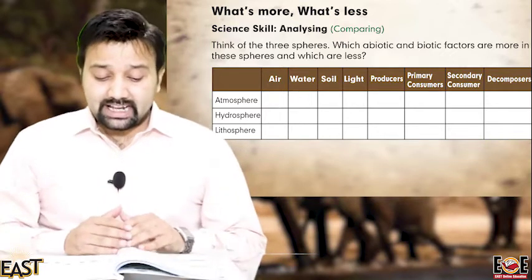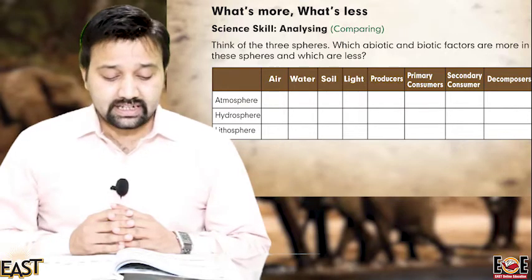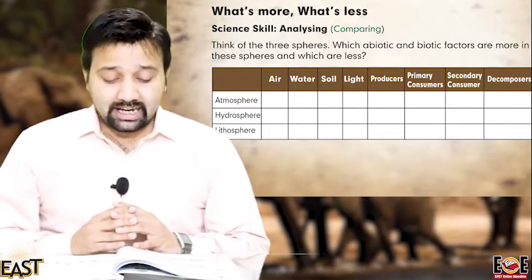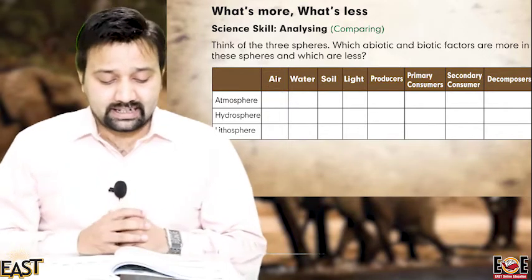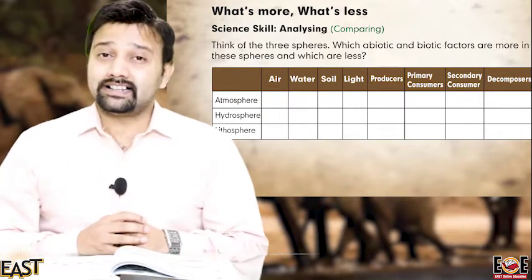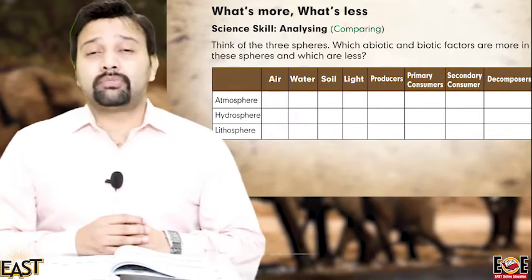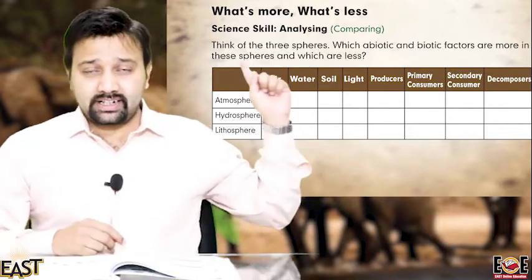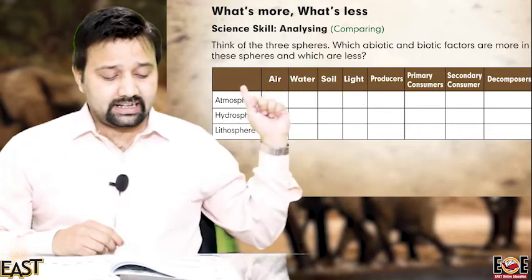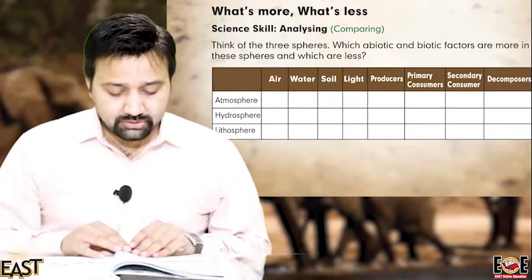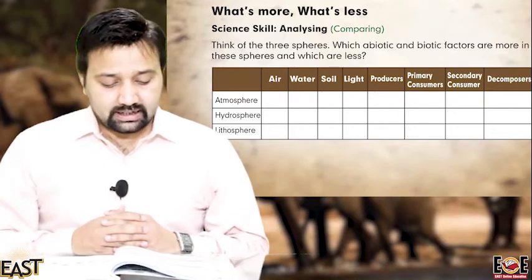Which abiotic and biotic factors are more in these spheres and which are less? So while doing this activity, we will learn about a science skill, and the science skill is comparing. So what are our three spheres? Yes, the number one is atmosphere, the second is hydrosphere, and the third is lithosphere. Okay, so we have to see what abiotic and biotic factors are more and less.